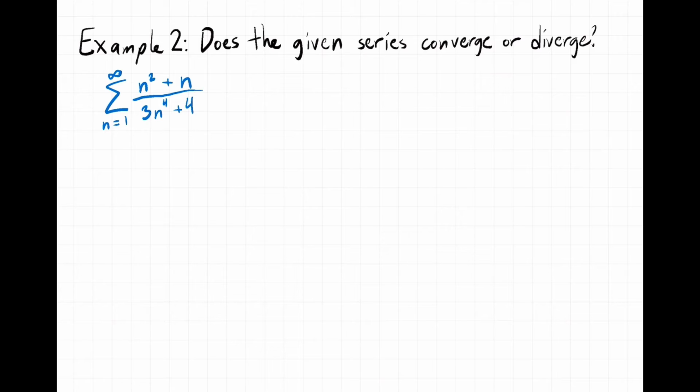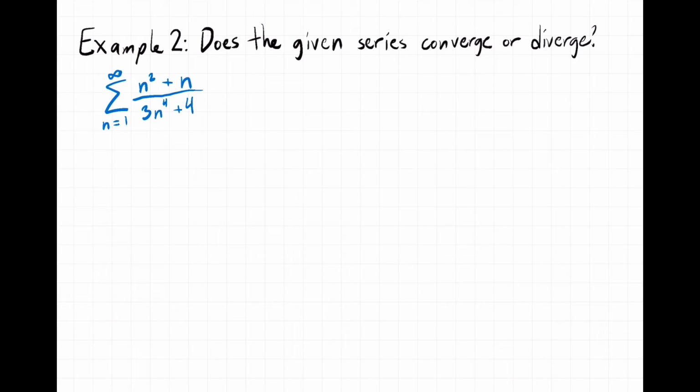Let's take another example. Consider the series, the sum as n goes from 1 to infinity of n squared plus n over 3n to the 4th plus 4. So the thing to do here is to ask yourself, usually we're going to want to compare our given series to a series that's either a p-series or a geometric series. You might use a different series if you can identify a different series that you know whether it converges or diverges. But typically the ones that are easy to work with are either p-series or geometric series.